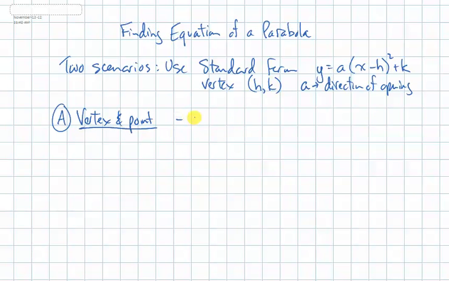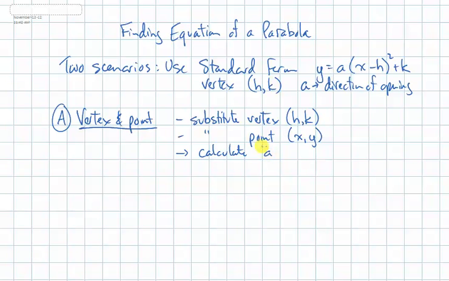What you do in this case is you will substitute the vertex, then you will substitute the point. Now I should just clarify, the vertex again represents the h and the k value, so the point of the vertex goes in for h and for k correspondingly. When you substitute the point, you'll substitute them for an x and a y value. You'll use that to calculate the a value. I'll give you an example of this.